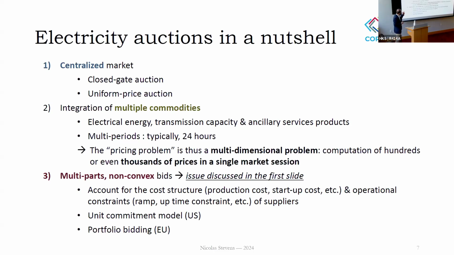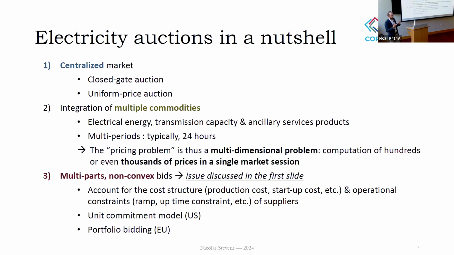The third important characteristic is the way in which the suppliers may express information within the market. It is typically not only with very simple price quantity bids, but they actually have a way to express their cost structure and their operational constraints in a much more detailed fashion within these markets. So they do not only submit price quantity bids, but they can submit information about the cost structure, like what is the variable cost of production, what is the startup cost. They can submit explicitly some operational constraints, like if my power plant is started up, it needs to be online for X hours, or these kinds of things. So these multi-part non-convex bids are used in all the power markets in the United States and also in Europe.